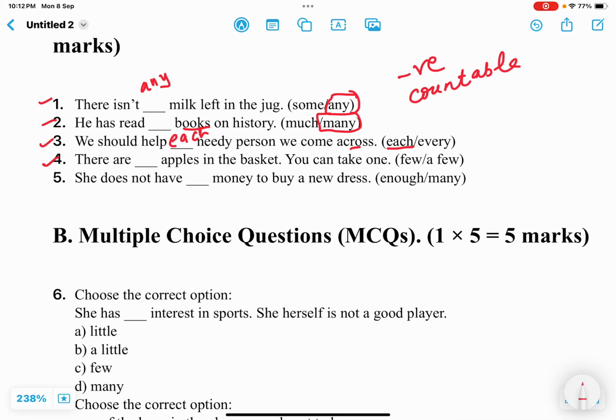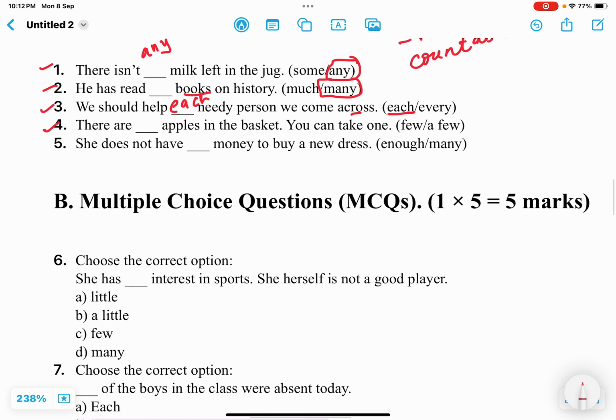Question number 4 is, there are dash apples in the basket, you can take one. Now once again read the sentence very carefully. Here it is referring to a positive sense. It means that there are some apples in the basket, that's why the person can take at least one. So here it is positive sense, not the negative one. So the correct answer is a few. There are a few apples in the basket.